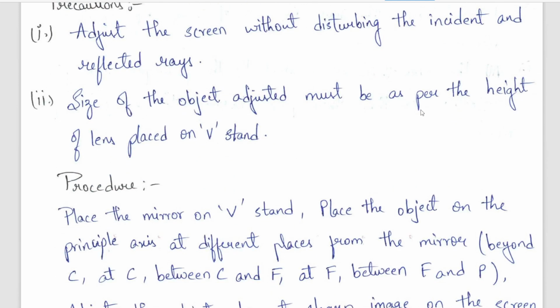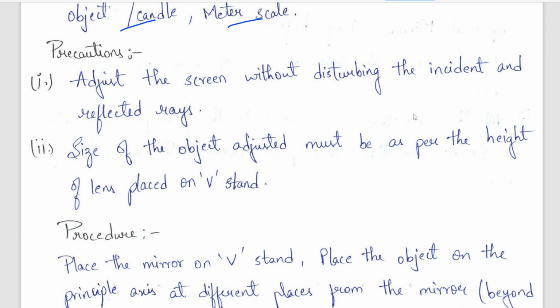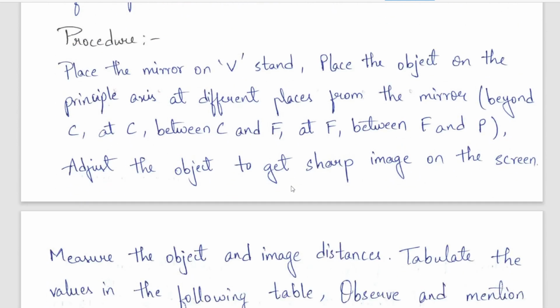Okay, so we have to take a few precautions for every experiment, and here also there are two precautions to perform this experiment. So let us quickly see what the precautions are. We have to adjust the screen without disturbing the incident rays and reflected rays. Okay, without disturbing the rays we have to adjust the screen to get the sharp image. The next precaution is that the size of the object must be as per the height of the mirror placed on the V stand. So these are the precautions.